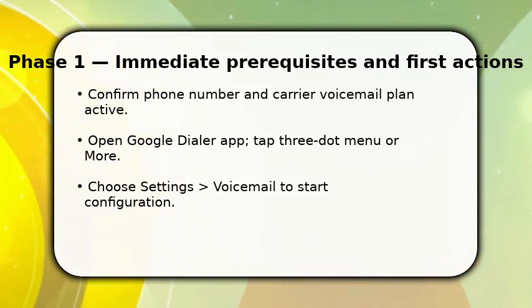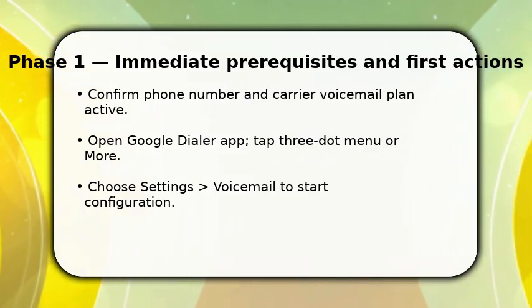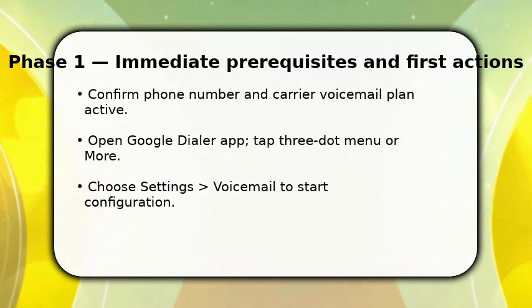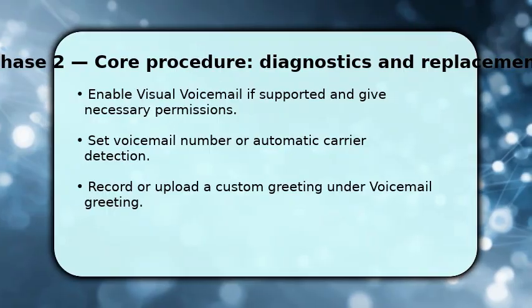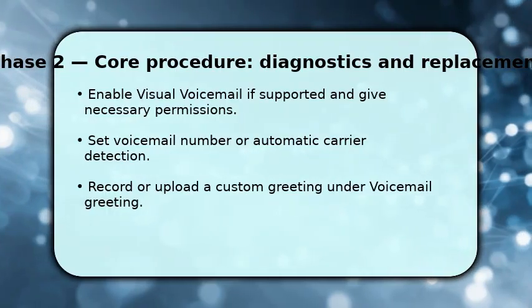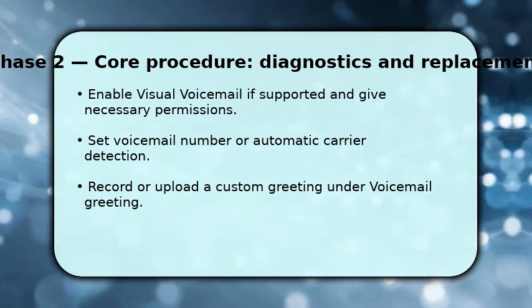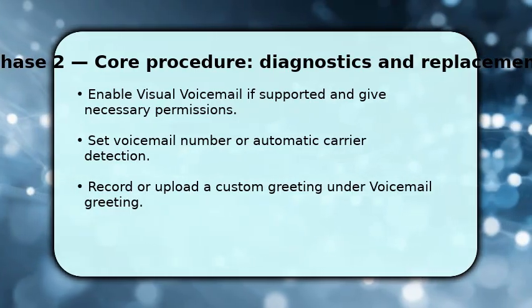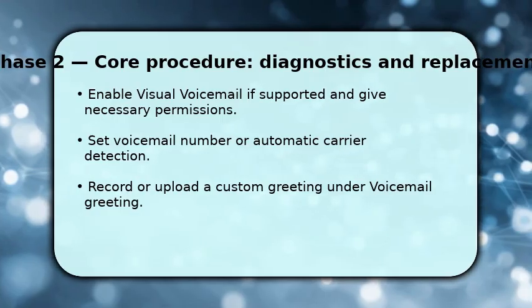It routes prompts to the correct carrier system and prepares your phone for visual voicemail if available. Once done, enable visual voicemail if your carrier supports it and grant microphone and storage permissions so recordings save correctly. Make sure the voicemail number is correct. Either enter the carrier's number manually or allow automatic detection. This ensures calls forward to the right mailbox.